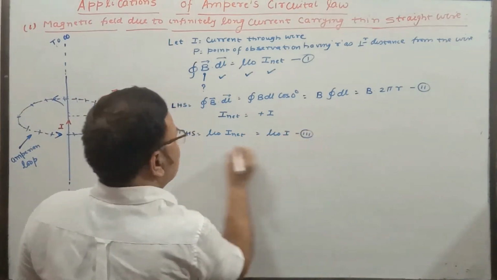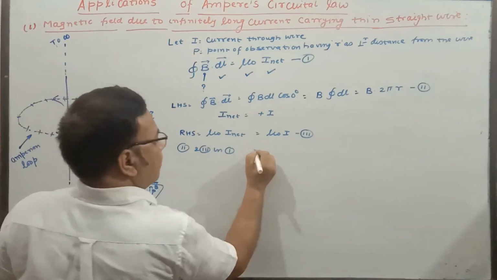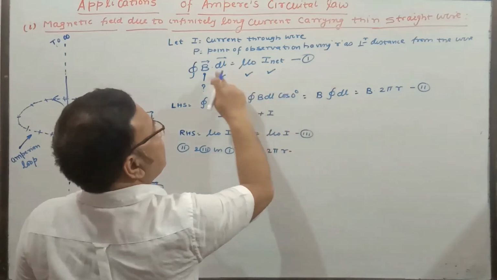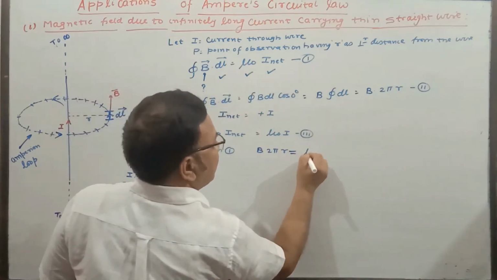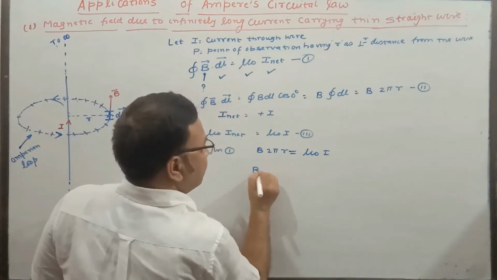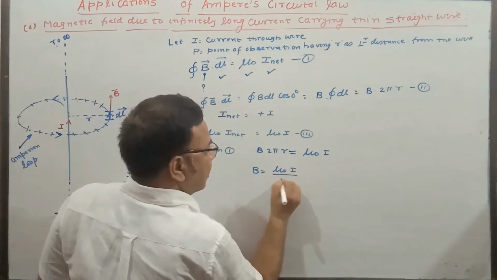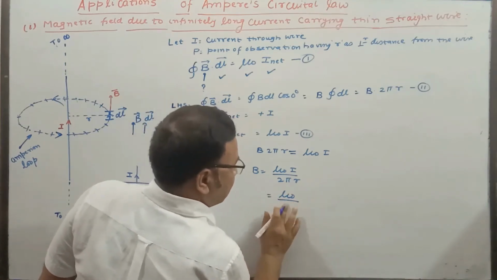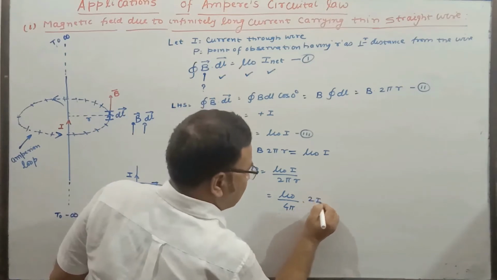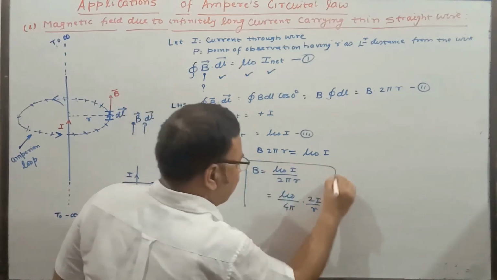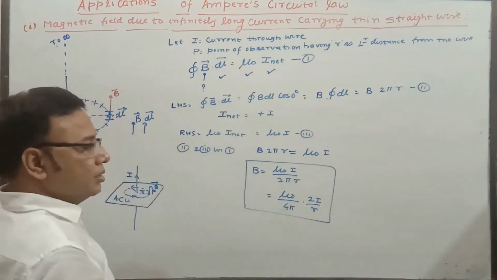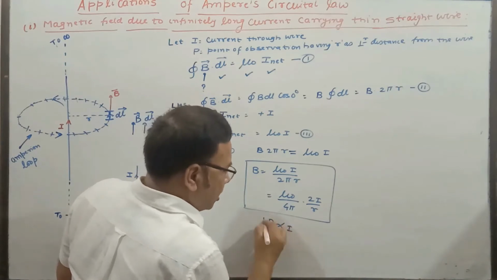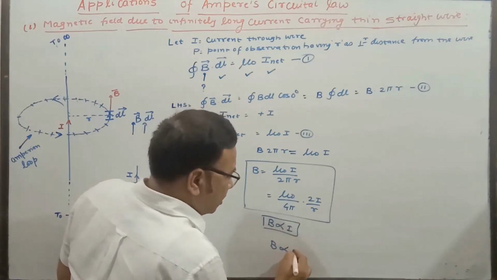Equation number 3. Use 2 and 3 in 1. We have B into 2 pi r, from 2 substituted here, and 3 substituted here, is equal to mu naught times I net, which is I. So from here B is equal to mu naught I divided by 2 pi r, or this can also be written as B equals mu naught by 4 pi into 2I divided by r. So this is the magnitude of the magnetic field, and the direction you know. So from here you see the magnetic field is proportional to the current value and it is inversely proportional to r.